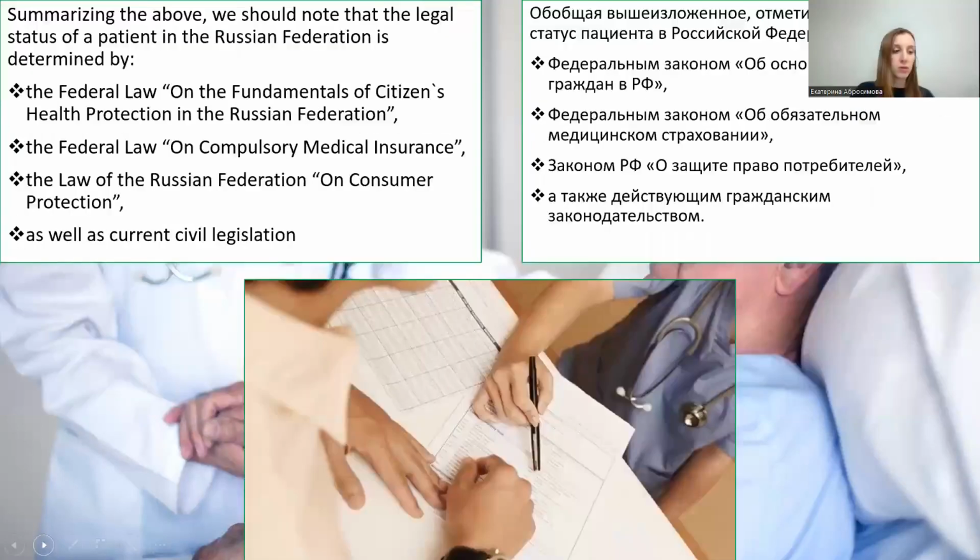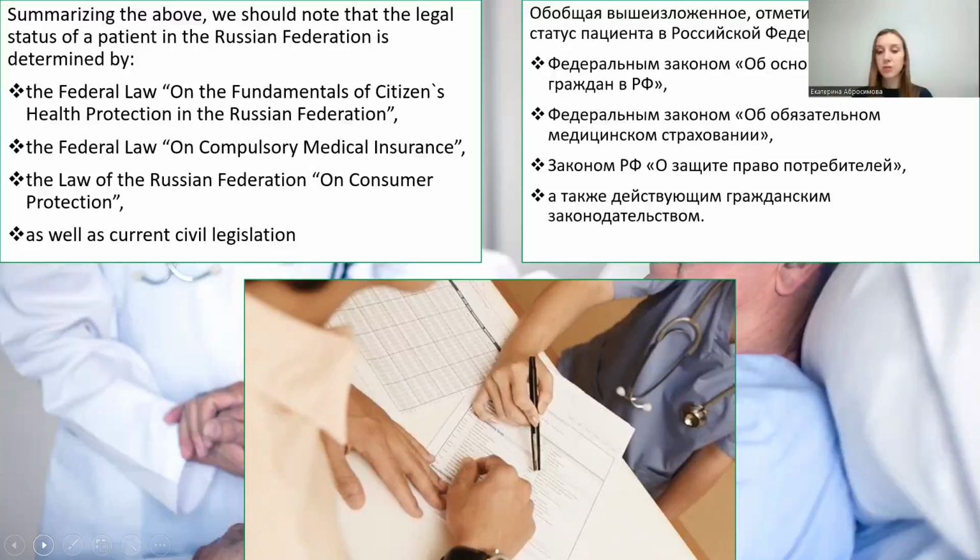Summarizing the above, we should note that the legal status of a patient in the Russian Federation is determined by the federal law on the fundamentals of citizens' health protection in the Russian Federation, the federal law on compulsory medical insurance, the law of the Russian Federation on consumer protection, as well as current civil legislation. Russian legislation in the field of public health protection has a pronounced social orientation, consisting in giving certain groups of the population additional benefits and guarantees in the provision of medical care.